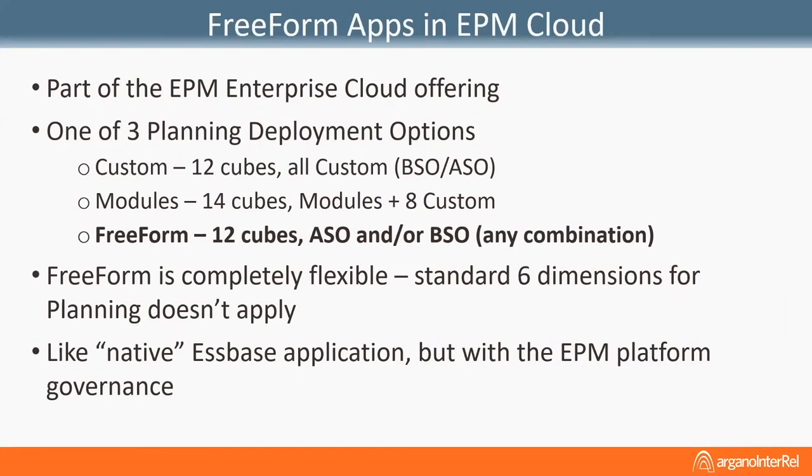And second is modules. So you have your modules, which are financials, workforce, capital, projects, as well as strategic modeling. And it comes with 8 custom cubes. However, there is a limitation on those custom cubes. You can only have 4 ASO and 4 BSOs. And then finally, we have FreeForm, which enables you to create 12 cubes. And these cubes could be ASO or BSO, or you can have a combination of both. And what's interesting, this is the only deployment option where you can actually have an application that is completely all ASO cubes.